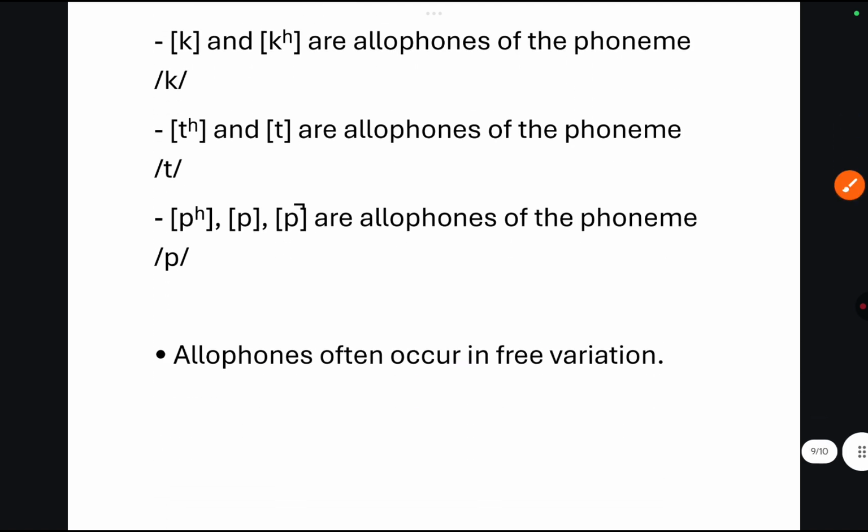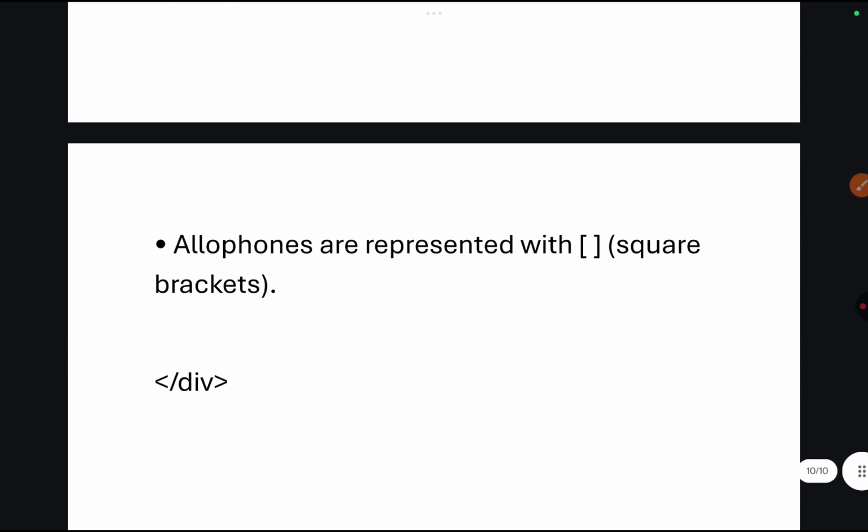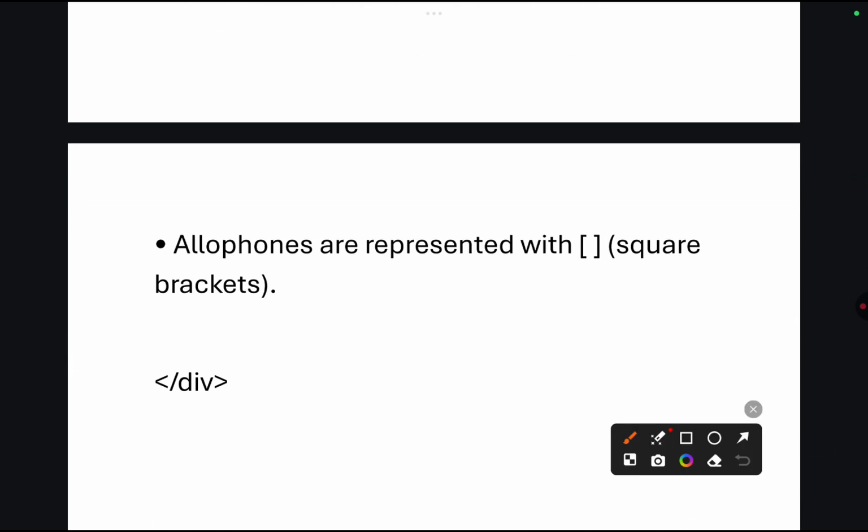Now, how are allophones represented? These allophones are represented with square brackets. You must remember this point. These allophones are represented with square brackets.